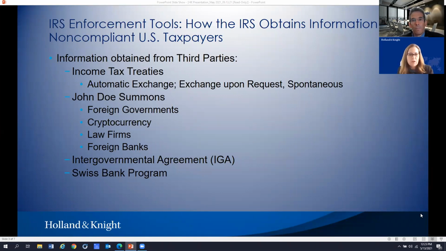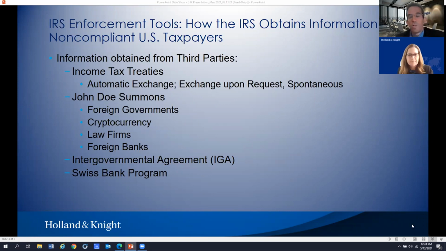The IRS has also issued John Doe summons to HSBC in India. And after the initial John Doe summons on UBS, a few years after that, the IRS obtained another summons against UBS to try and track the flow of funds that went from UBS to Wegelin and other Swiss banks. So it's another good way for the IRS to get a lot of information on US taxpayers.